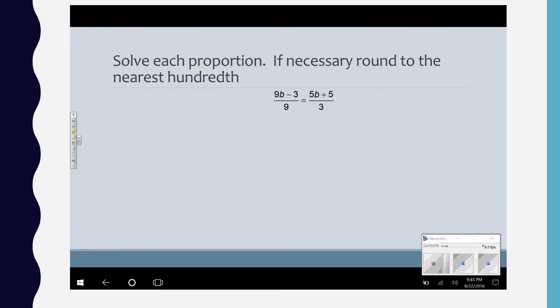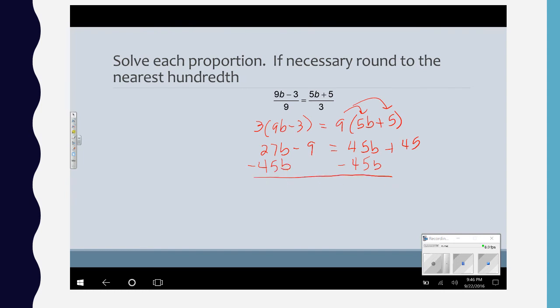We're going to cross multiply again so that I've got 3 times 9b minus 3 equal to 9 times 5b plus 5. All right, if I distribute my 3, I'm going to get 27b minus 9 equal to 45b plus 45 if I distribute my 9 here to here. All right, I'm going to get my variables all on one side, so I'm going to subtract 45b from both sides.